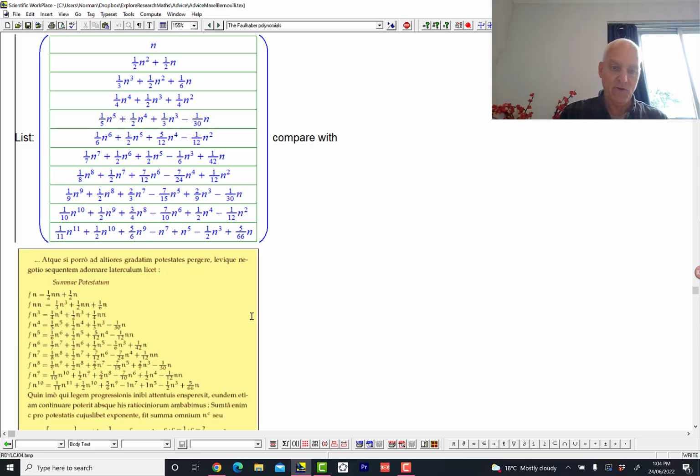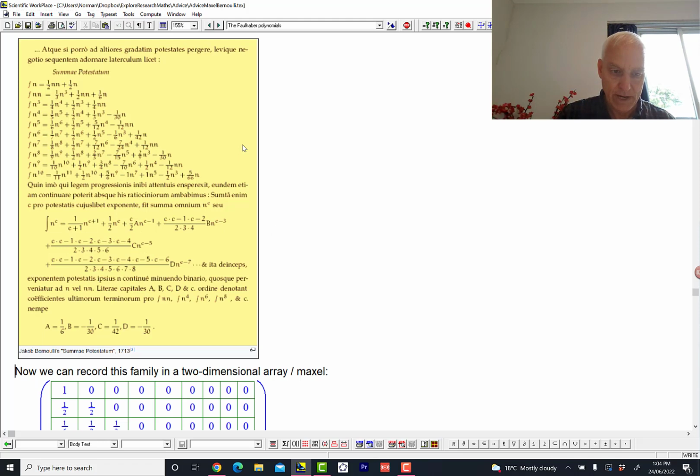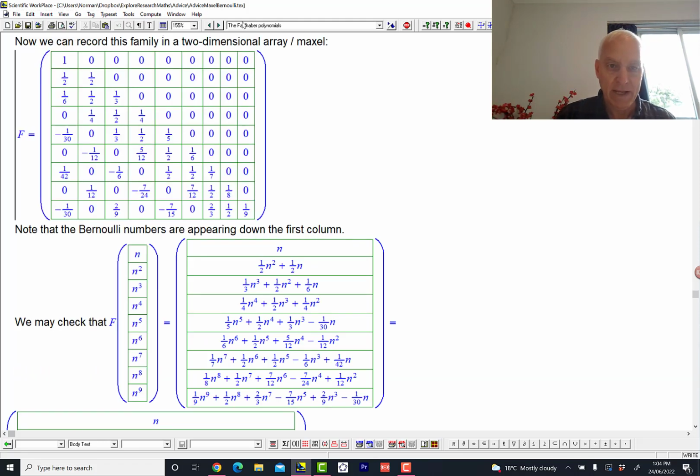Our idea is that we should try to incorporate these one-dimensional things into a two-dimensional picture. So we can record this family in a two-dimensional array where I've just basically written down the coefficients in increasing powers of n, starting with n and then n squared, n cubed, n to the 4th, etc. And I've gone down to the, I guess, the 9th row here. Okay, so let's call this matrix F.